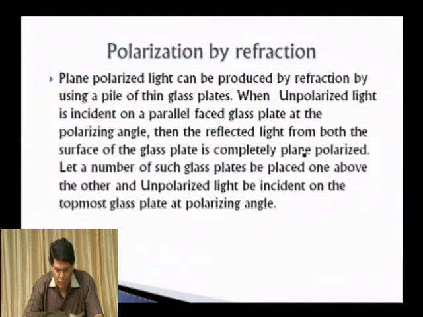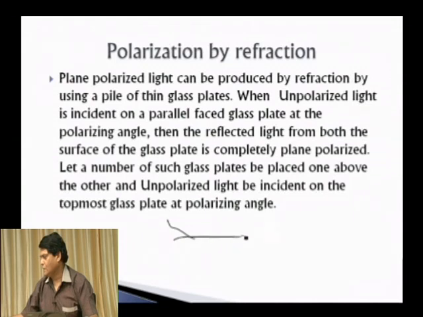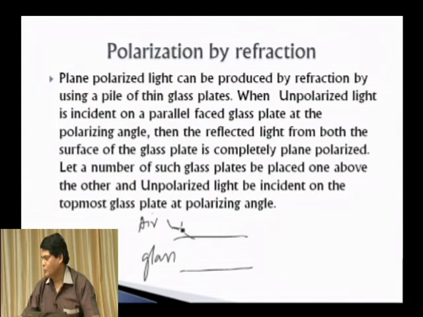Now there is one more phenomenon by means of which we can obtain polarization, that is refraction. Refraction will take place whenever light enters a transparent medium. For example, if the light is in air and enters glass, this is the glass medium and this is the air, and this is the incident ray. Air is lighter compared to glass, so it is called the rarer medium, and the glass is the heavier medium.